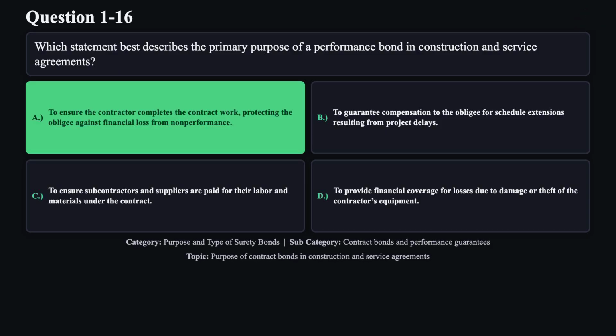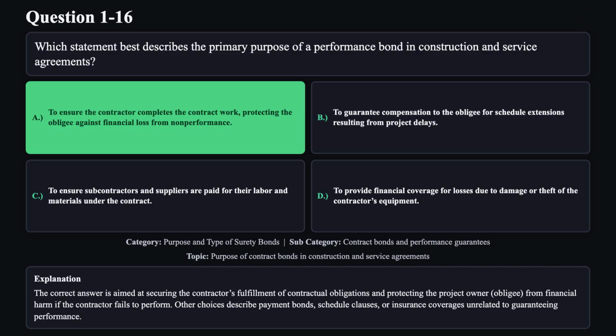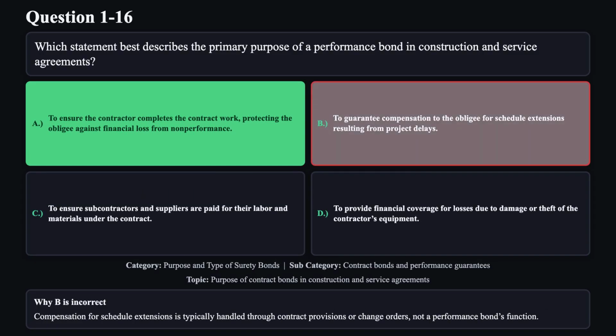The correct answer is A. The correct answer is aimed at securing the contractor's fulfillment of contractual obligations and protecting the project owner, the obligee, from financial harm if the contractor fails to perform. Other choices describe payment bonds, schedule clauses, or insurance coverages unrelated to guaranteeing performance. Reason B is not correct. Compensation for schedule extensions is typically handled through contract provisions or change orders, not a performance bond's function.